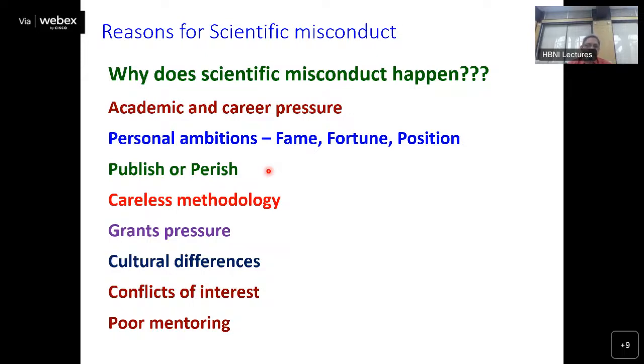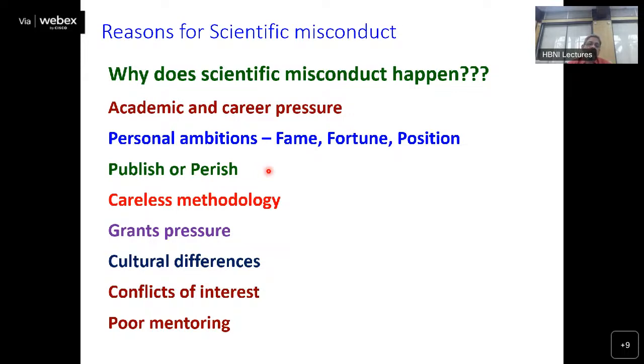Conflicts of interest, I have already touched upon this. There are many, many points of conflict of interest, not only for the research personnel, but even the editors of publications, of the journals themselves, then the referees, all are involved in what are called conflicts of interest. And then finally, of course, poor mentoring. I had already told you how important mentoring students especially is, because unless the students are properly told about the pitfalls in the research activities, you easily end up committing scientific misconducts.